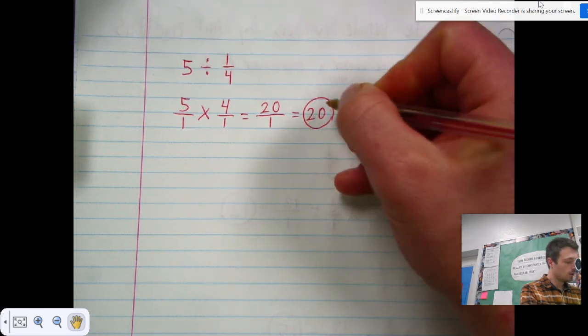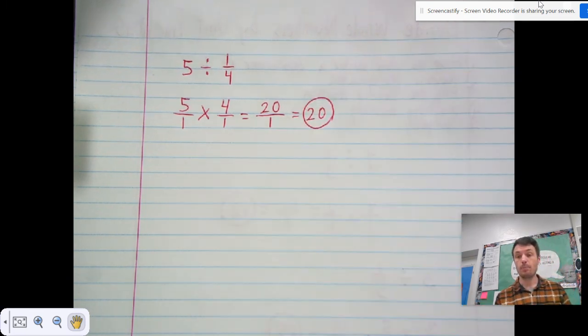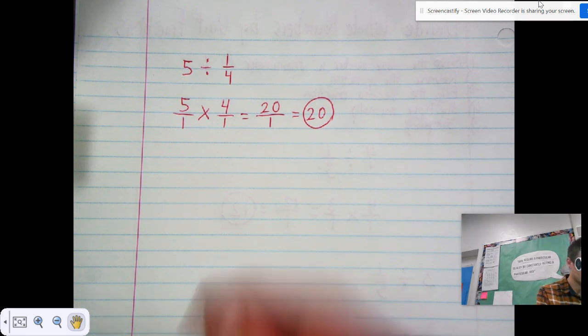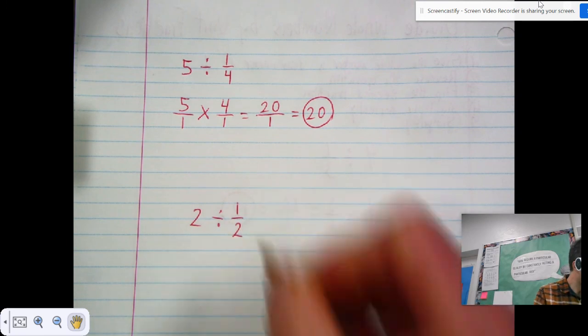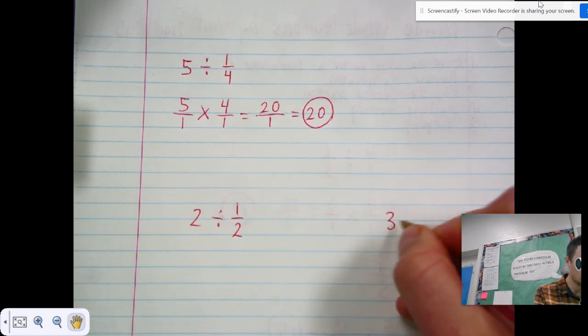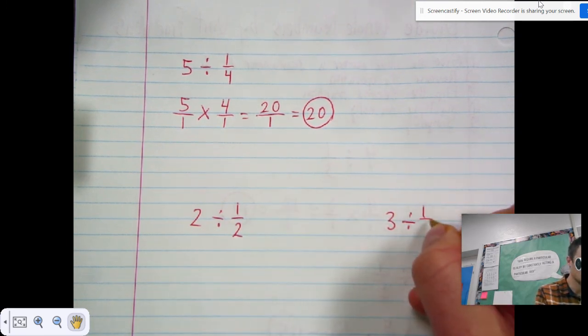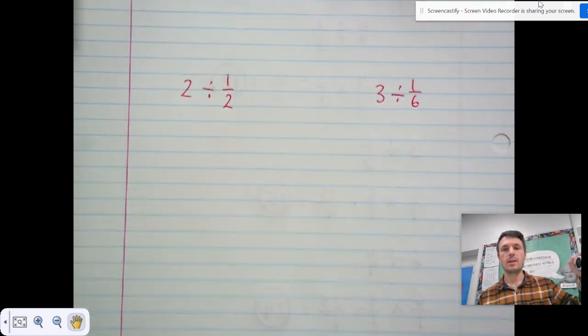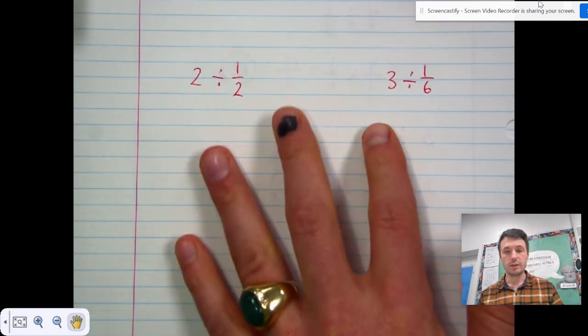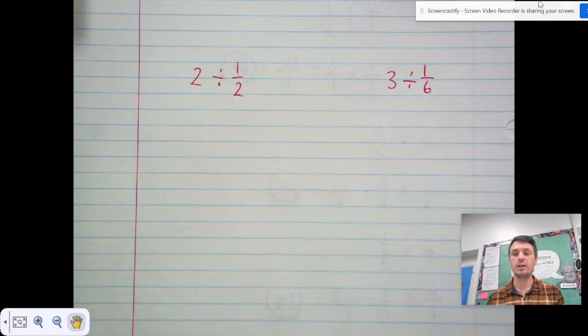Do you feel ready to try a couple by yourself? Why don't you do 2 divided by 1/2 and 3 divided by 1/6. Go ahead and try those independently, and once you've completely solved them, click on the video attached under this one to see if you did them correctly, okay? And I will see you there.